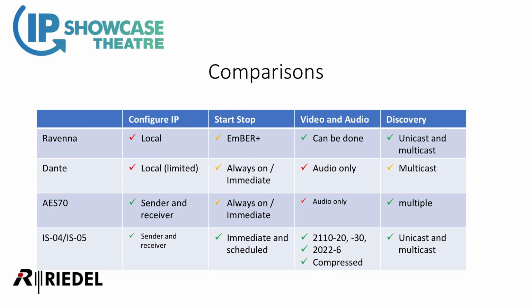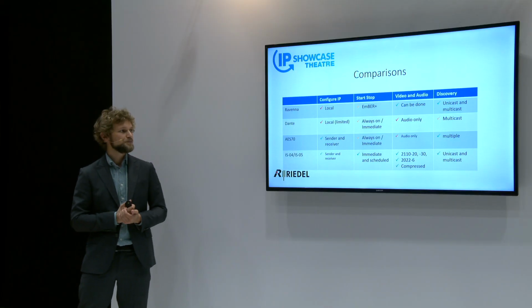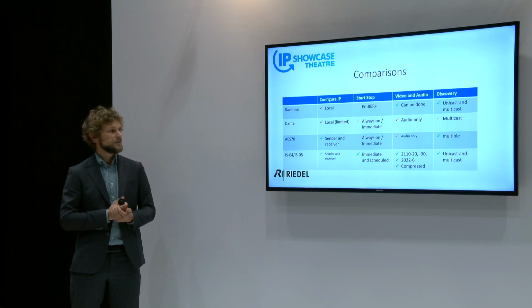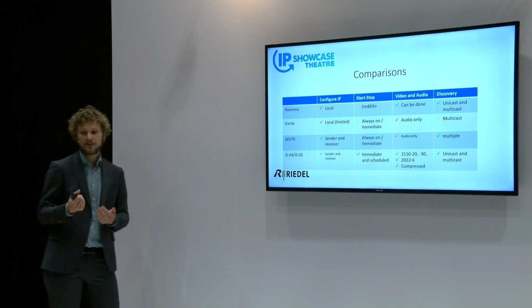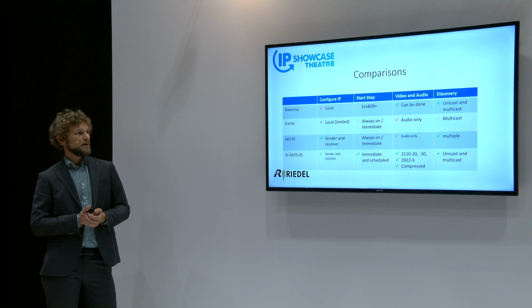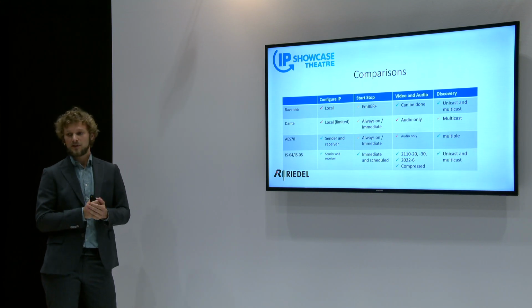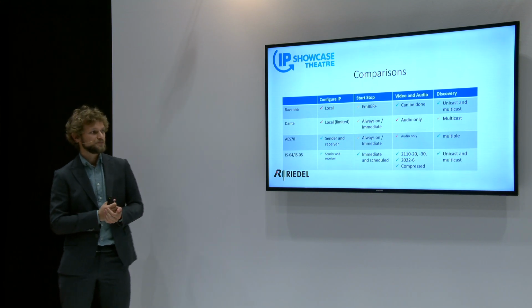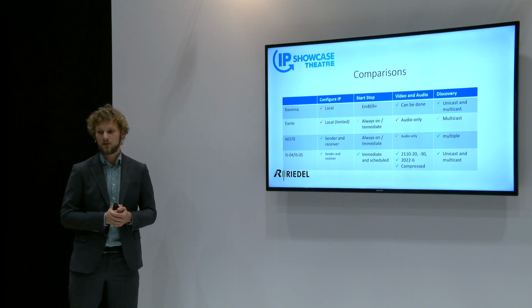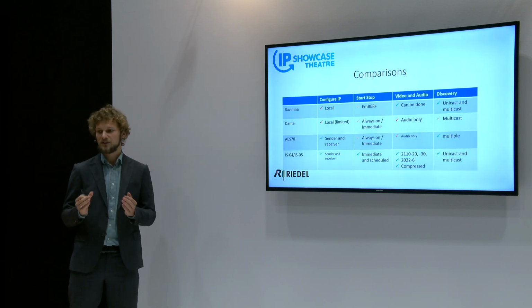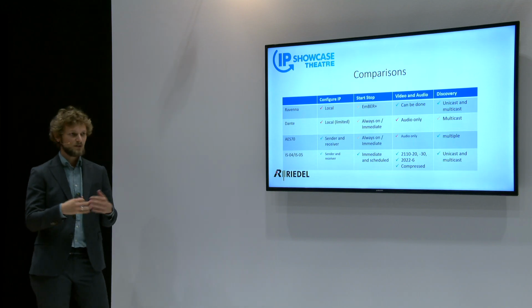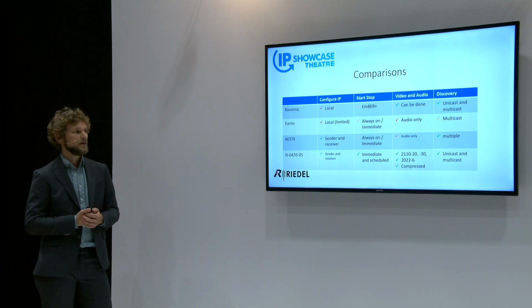Then we have Dante AES67, where you are limited in configuring your IP addresses, because it is sometimes automatically generated. And so the sender is also always on. You cannot stop the sender. And Dante is, of course, an audio protocol. And the discovery is based on multicast mDNS, so it does not span over the subnet.